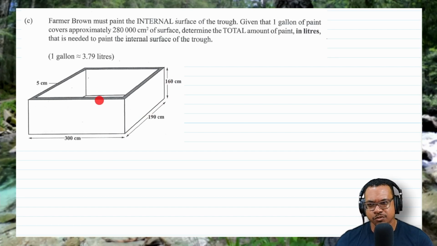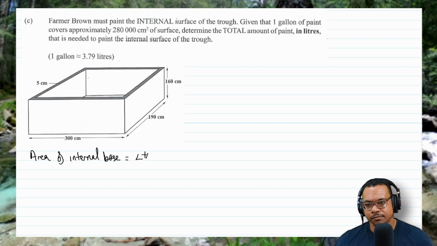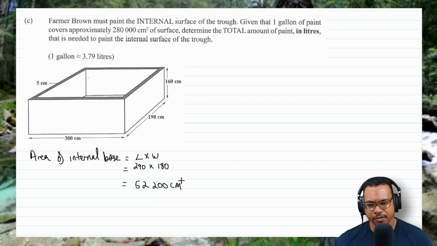So we have the board at the base, which will be a rectangle. So I'm going to have the area of the internal base, length times width. So the length would be 300, take away 10, which is 290, times the width, which would be this 190, take away 10 as well, which would be 180. And we will get 52,200 centimeters squared.